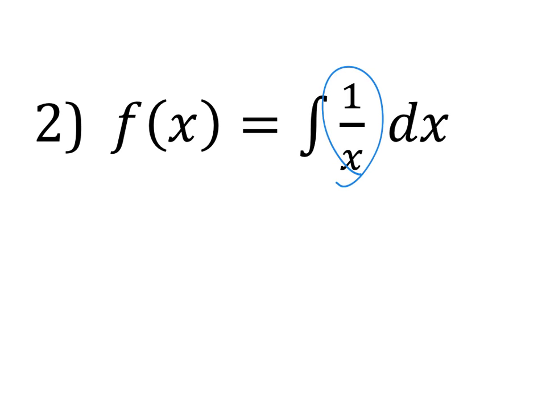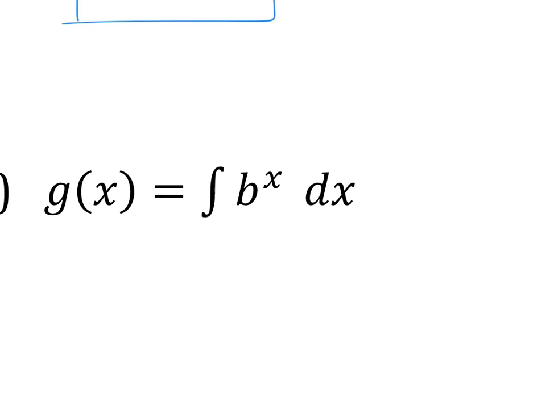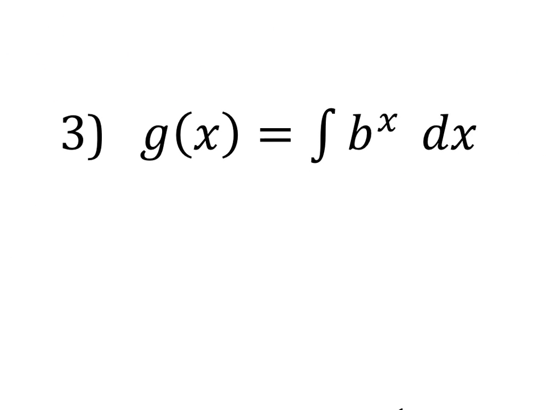Okay, so integral of 1 over x is natural log, plus c. And we only want positive numbers inside the natural log because negative numbers are not going to work. So we've got to make sure you put an absolute value around it. Okay, next. This one's a little harder.